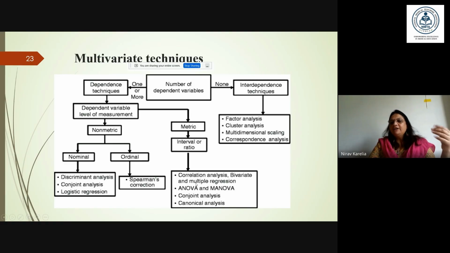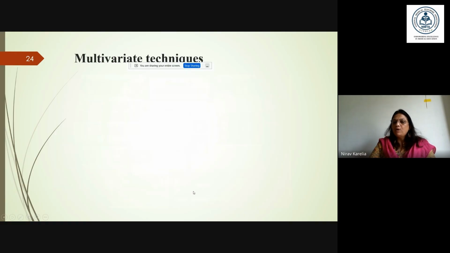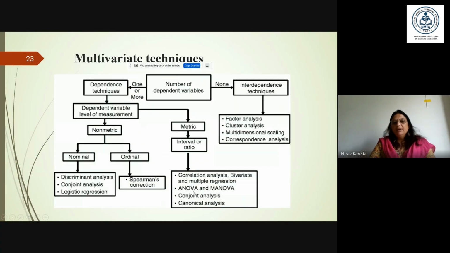In dependence techniques, it depends on the level of your data, whether it is non-metric or metric, interval or ratio. If your data is metric or numerical, you can go for correlation, bivariate, ANOVA, MANOVA, or canonical. If your data is non-metric, nominal or ordinal, there is discriminant analysis and conjoint analysis. It is the same classification and the methods remain the same, but the way of presentation depends on the number of variables and their type. They have differentiated the techniques according to the data type.